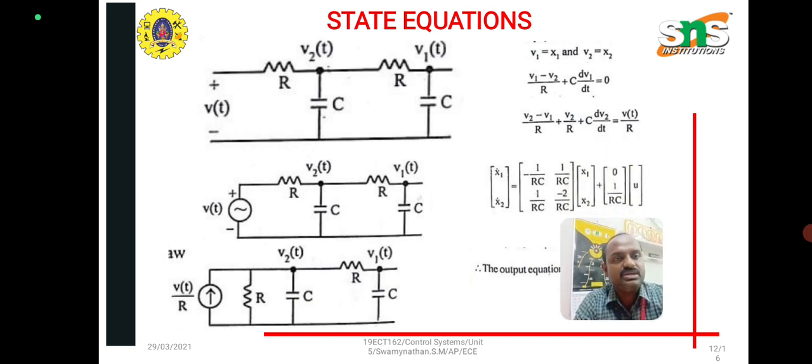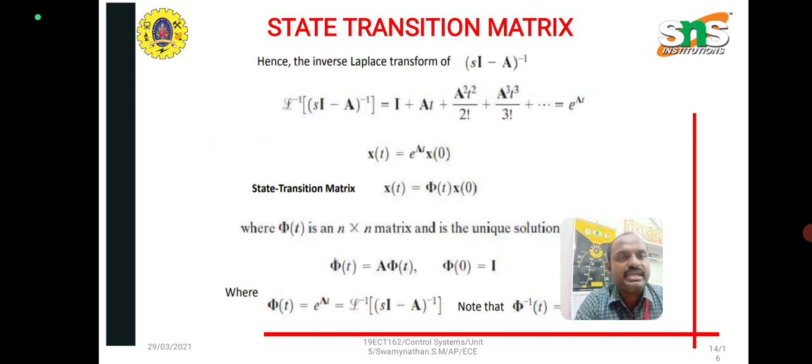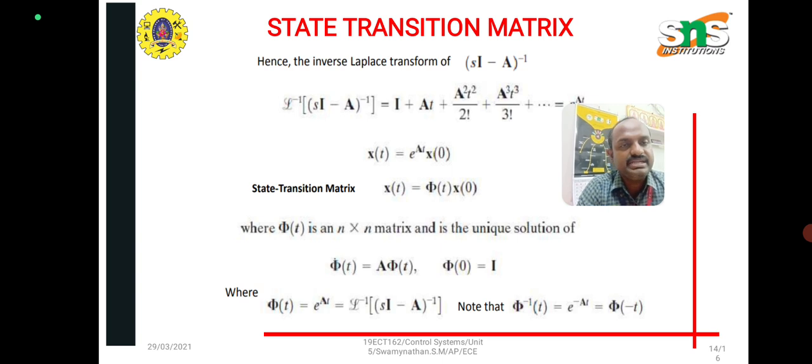Based on the state equations, you can get the state transition matrix. x'(t) equals Ax(t), that is a homogeneous equation. Then (sI minus A) X(s) equals x(0). You take the inverse Laplace transform, and then you get the solution. Based on this, you can get the state transition matrix: x(t) equals phi(t) times x(0). Phi(t) is an n by n matrix with a unique solution, and phi'(t) equals A times phi(t). So phi(0) is equal to I.